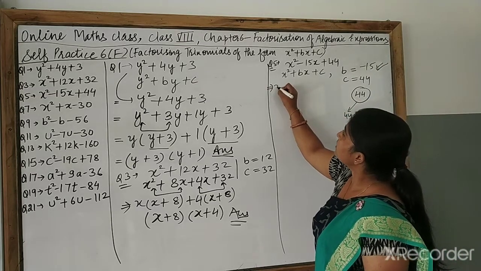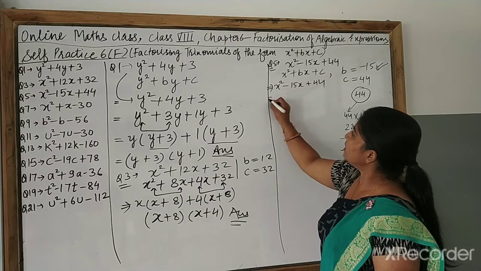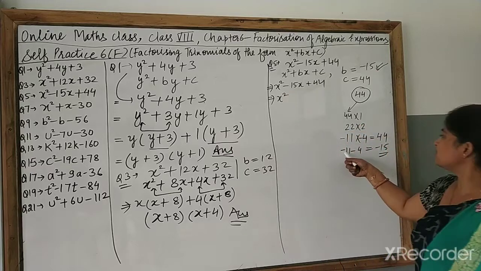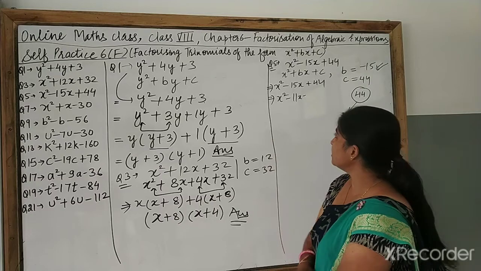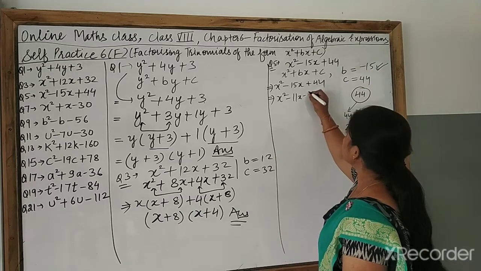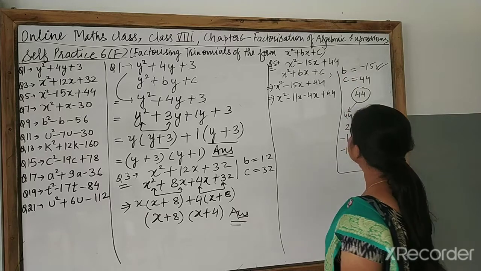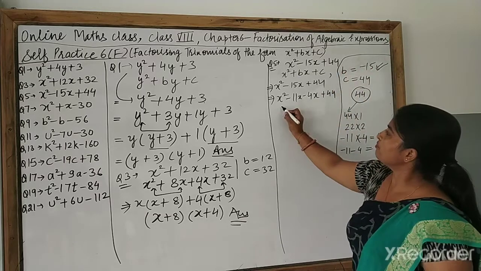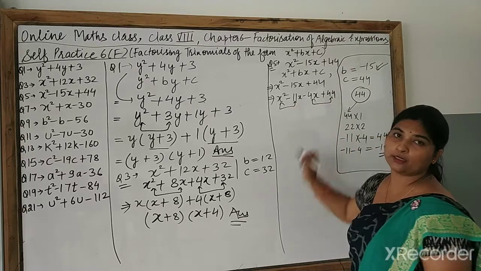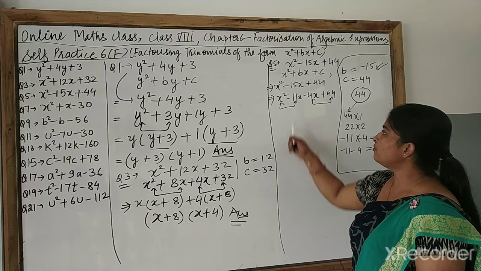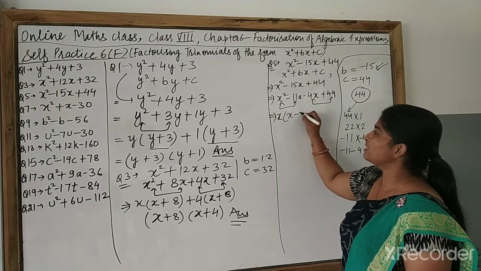What is it? X square minus 15x plus 44. So it will be x square, now 15x will split into minus 11x minus 4x, plus 44. This is the rough. Okay, now we will do the first, second together, then third and fourth together. Now the first and second, what is coming common? X is coming common. So what is left? X minus 11.